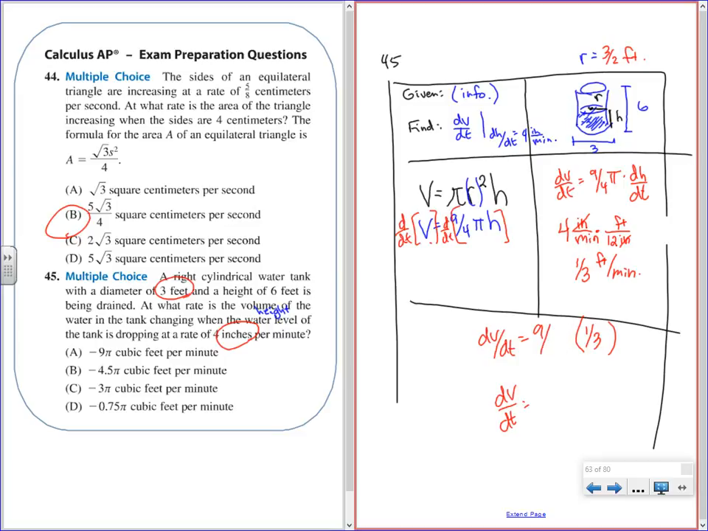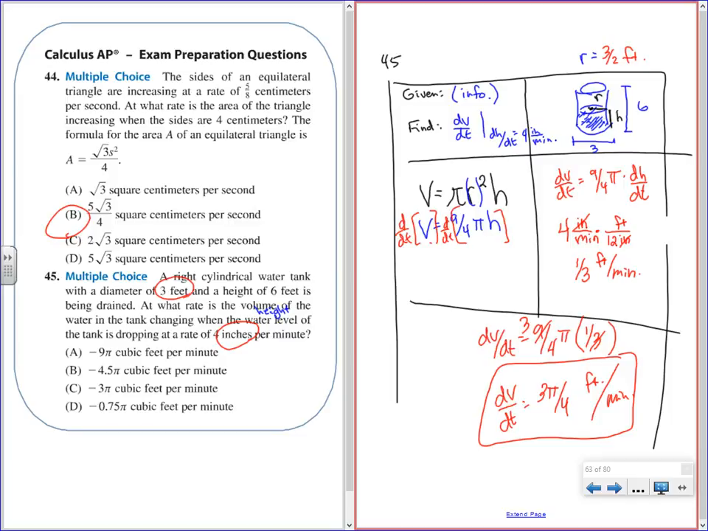My 4 is still chilling. This time the 3 actually reduces with the 9. The correct answer would be 3 pi over 4 feet per minute. Is that an answer? Yeah, but technically it's negative.